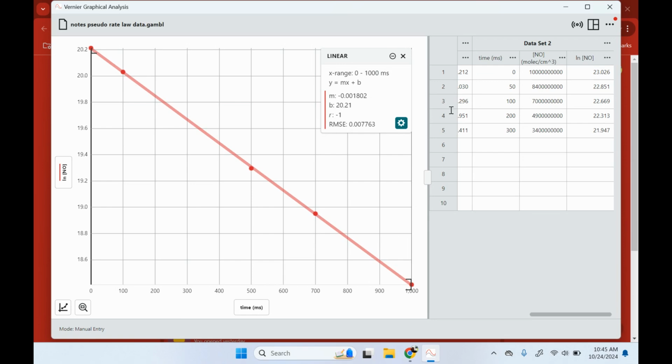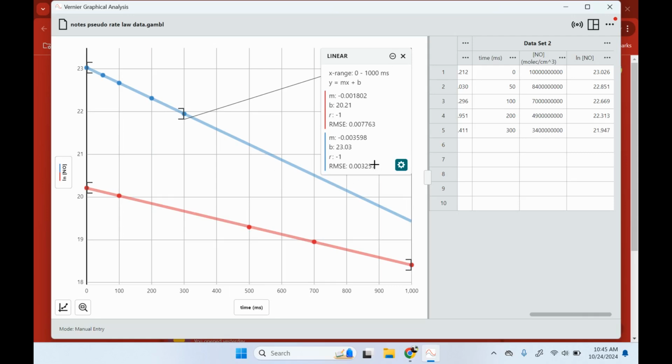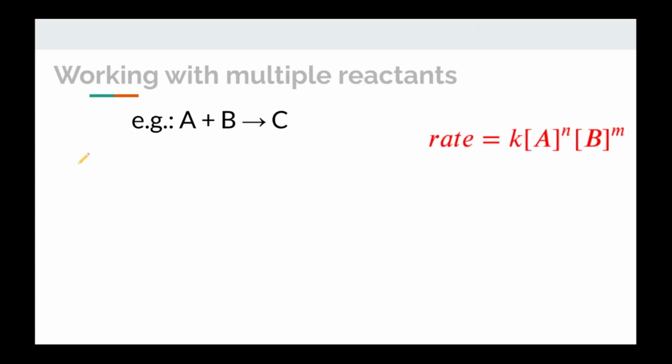I also put the second data set in here, and it automatically calculated the natural log of that as well. So let's turn that data set on. And when we do that, we find that we get a very good R value and a different slope. The slope is 0.0036, essentially. So now let's make use of this information to figure out what the rate law is for this reaction. So what we're trying to build here is that a rate is equal to K times concentration of NO times concentration of O3. NO is raised to some exponent. O3 is raised to some other exponent. And we're trying to do this by a pseudo rate constant.